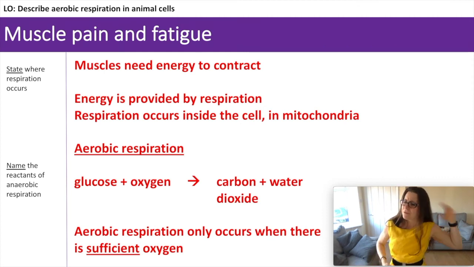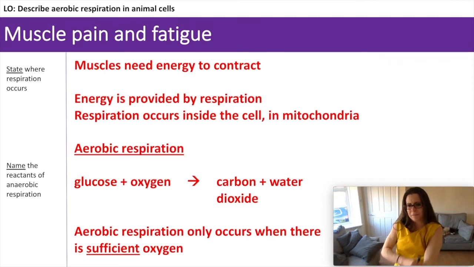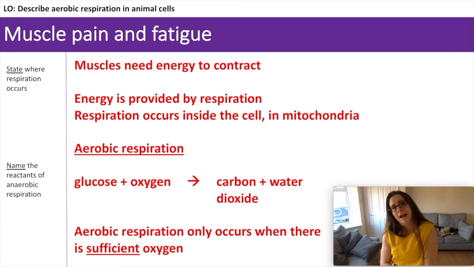Okay, so you're probably feeling a little bit of pain, maybe some muscle fatigue, and this is because we've just been rather mean to our poor little arm muscles. We said last lesson that muscles need energy to contract, and this energy is provided by respiration. We said very explicitly that respiration occurs in the cell and it is in the mitochondria.